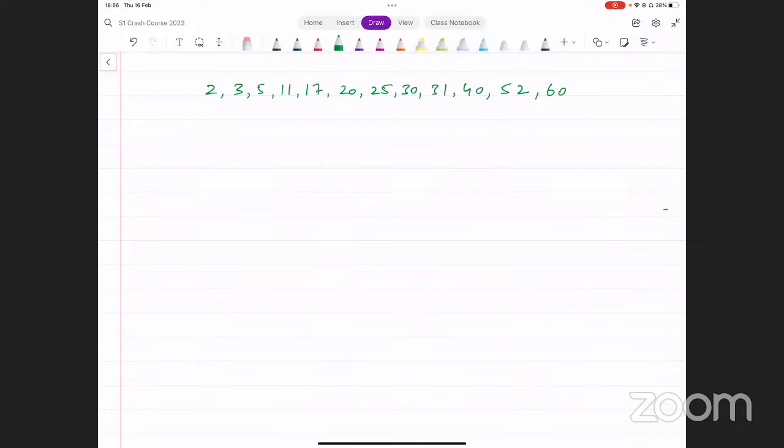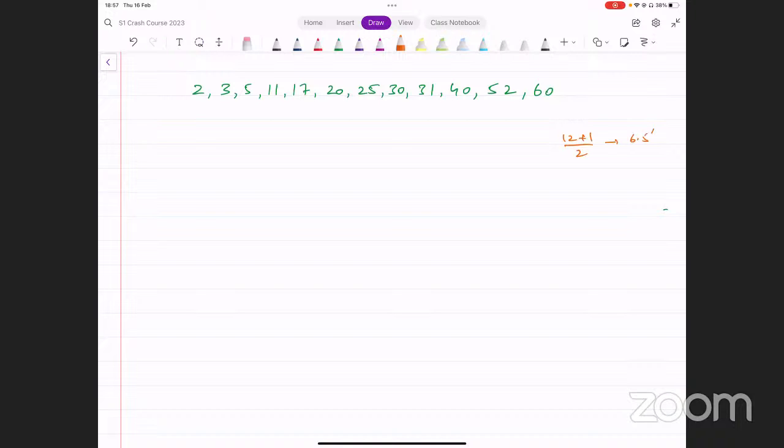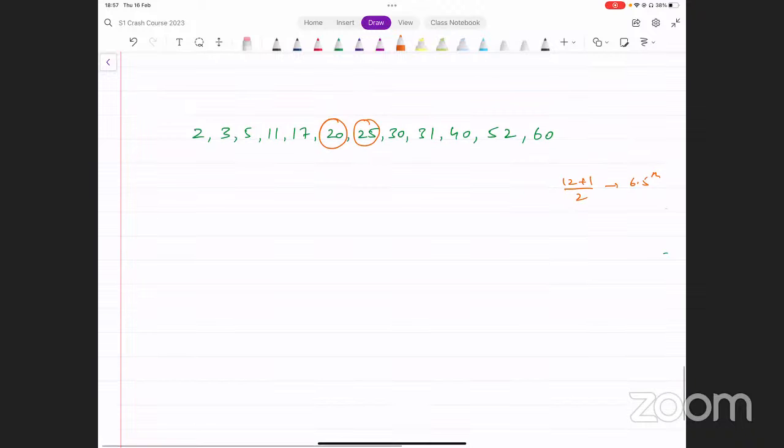So remember how the process works. If you have to find the interquartile range, how do you start? You first have to find the median. Now, what's the median of this data? 12 values, 12 plus 1 over 2, that gives you the 6.5th value. That means you have to take the average of the 6th value and the 7th value. The 6th value is 20, the 7th value is 25. The median is going to be the average of these two numbers. So the median is the average of 20 and 25, which is 22.5. That is what your median is.